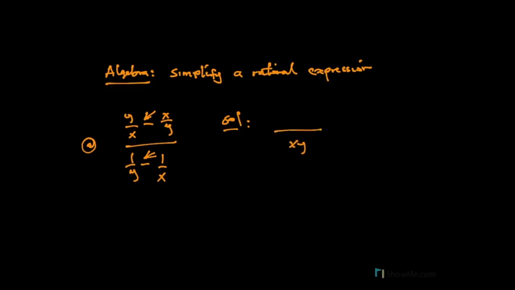xy. So this thing into x will give you y squared. Then that one will be x squared. So the bottom one too will be xy. The top is x minus y.